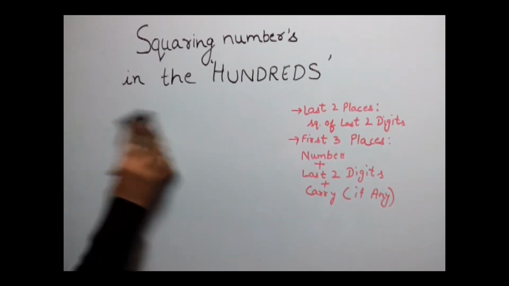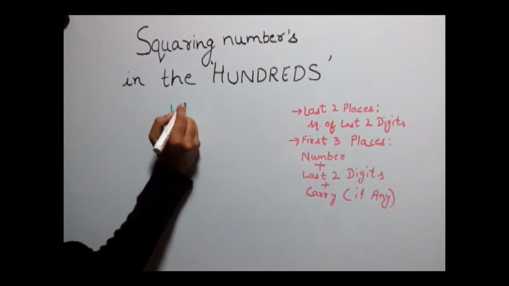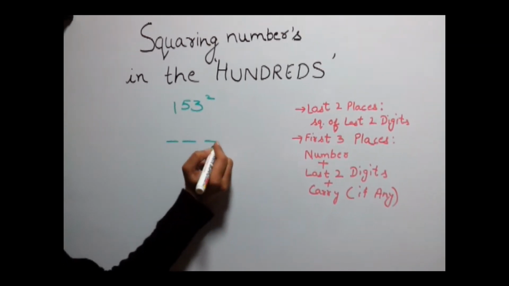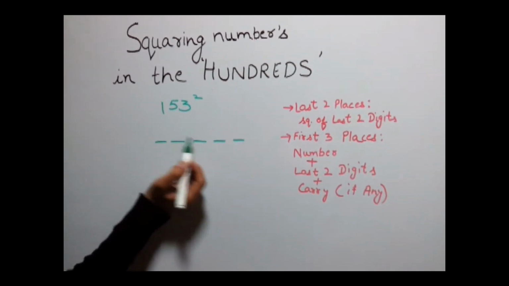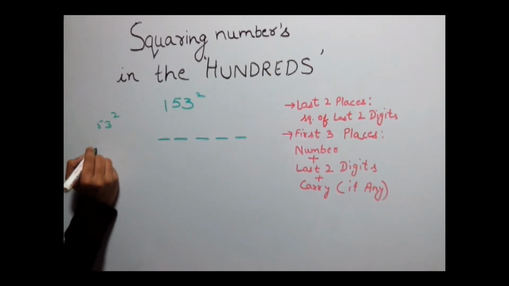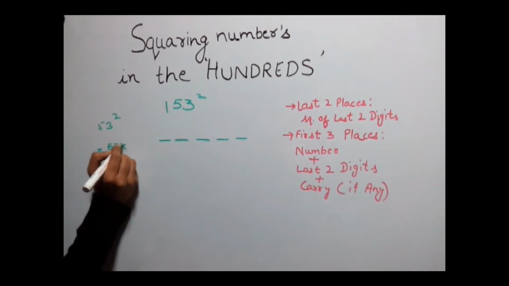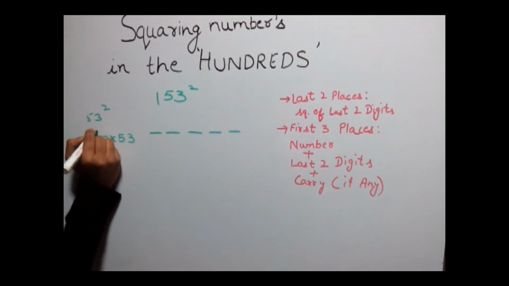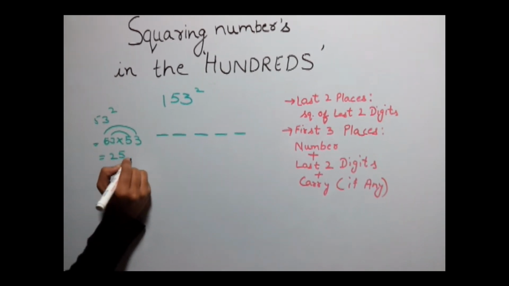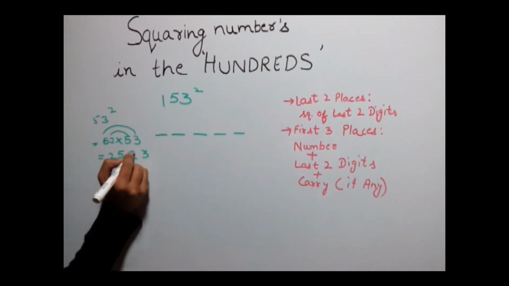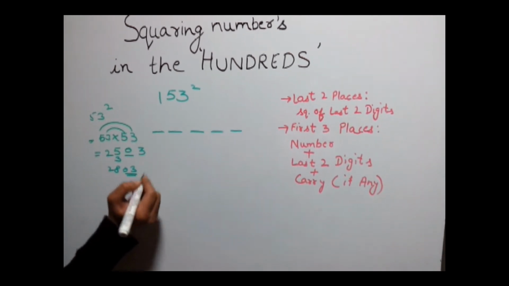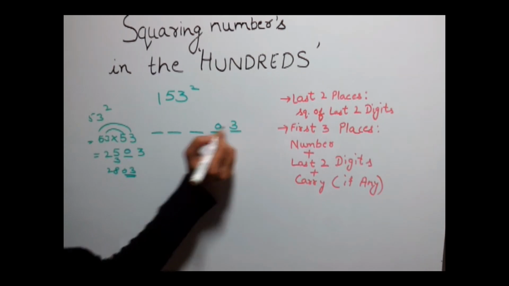Let's have one more example. Let's find the square of 153. So a total of 5 places would be there. The last two digits would be the square of 53. So the square of 53 would come as 53 into 53, and we will do cross multiplication over here, which gives us 25, 30, 3. 30 is a carry, 2803. The last two digits would be 03.